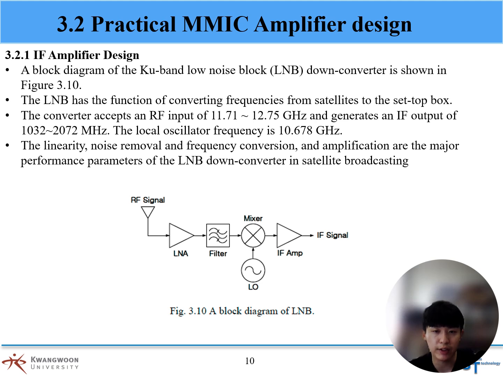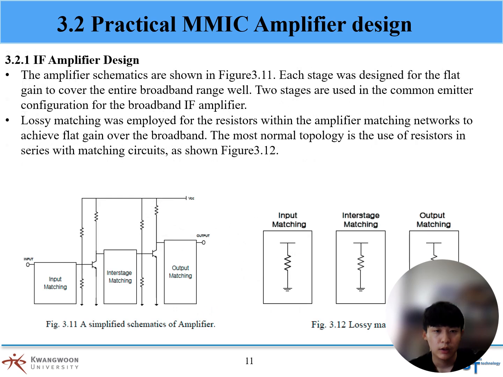The local oscillator frequency is 10.678 GHz. The linearity, noise removal, and frequency conversion are the major performance parameters of the LNB down converter in satellite broadcasting. The amplifier schematics are shown in Figure 3.11. Each stage was designed for flat gain to cover the entire broadband range well.